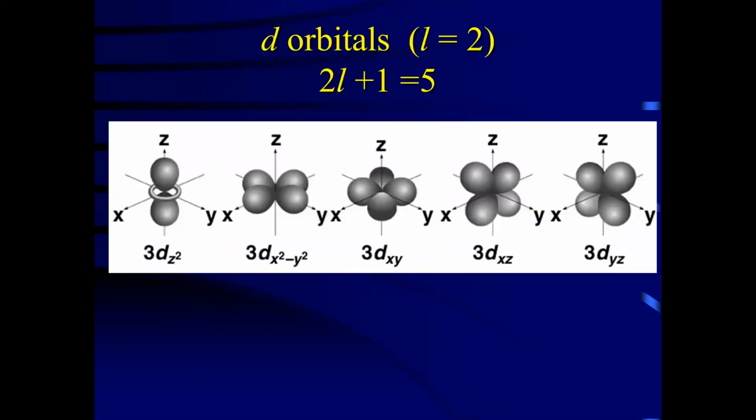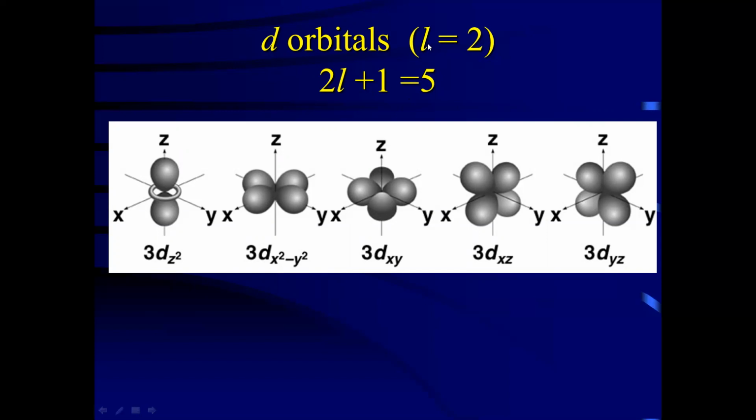Similarly, when L equals 2, we have the d orbital. So 2L plus 1 is equal to 5. This explains why we have 5 kinds of d orbitals.